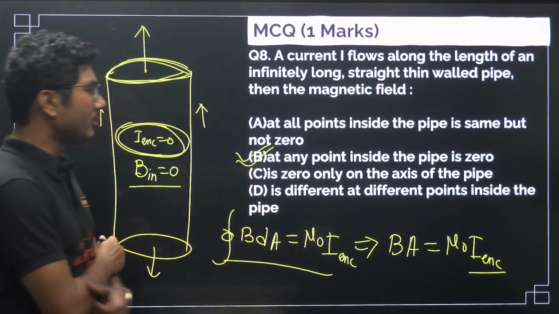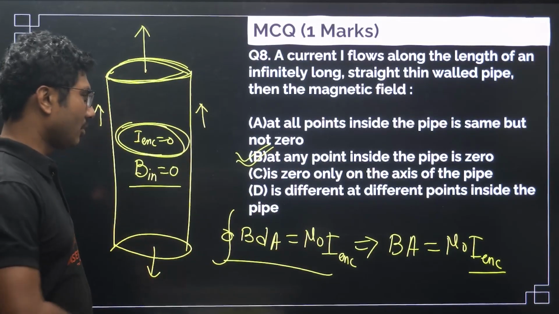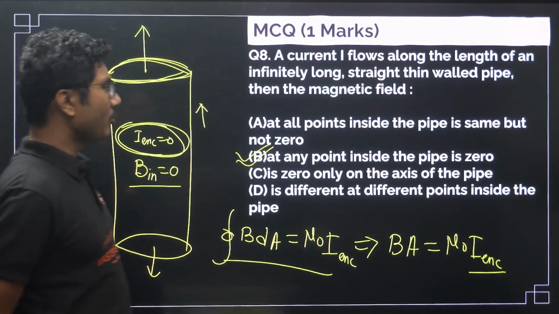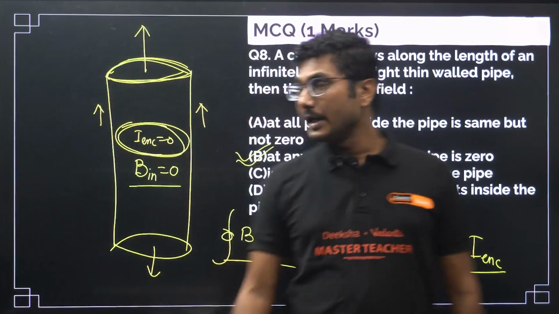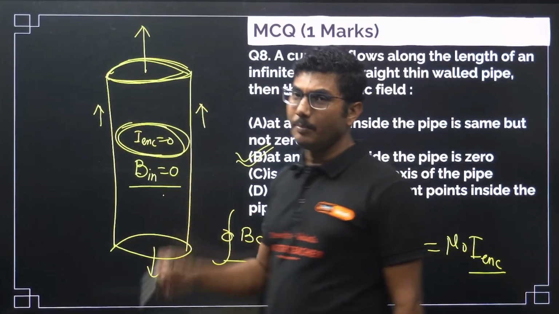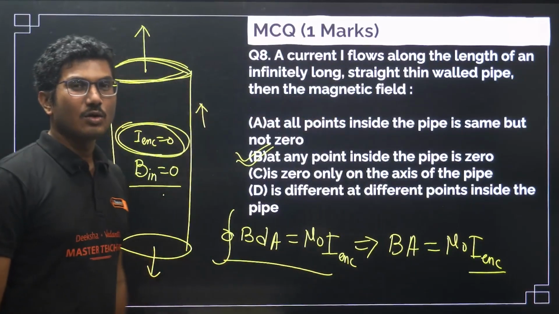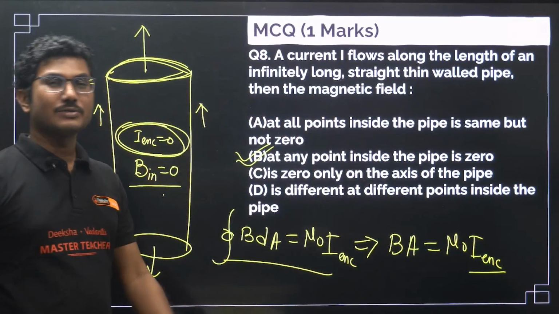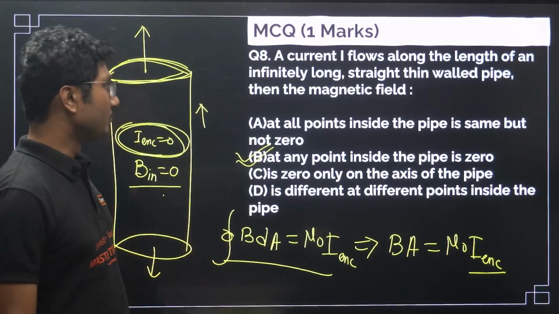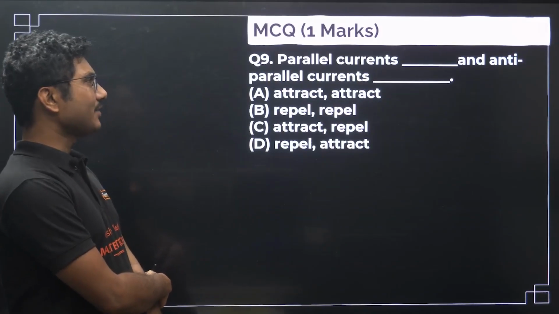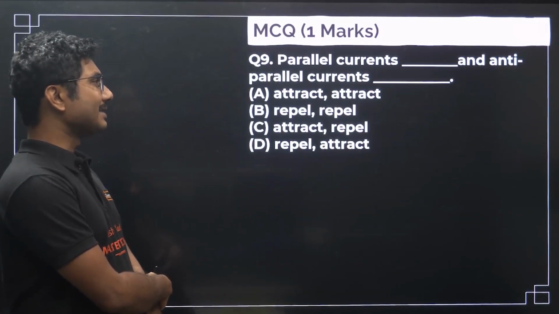Is 0 only on the axis of the pipe? Not correct. Is different at different points inside the pipe? That is also not correct. It will be 0 inside the pipe because current enclosed inside the pipe is 0, that is why magnetic field is 0. Parallel currents are dash and anti-parallel currents are dash.